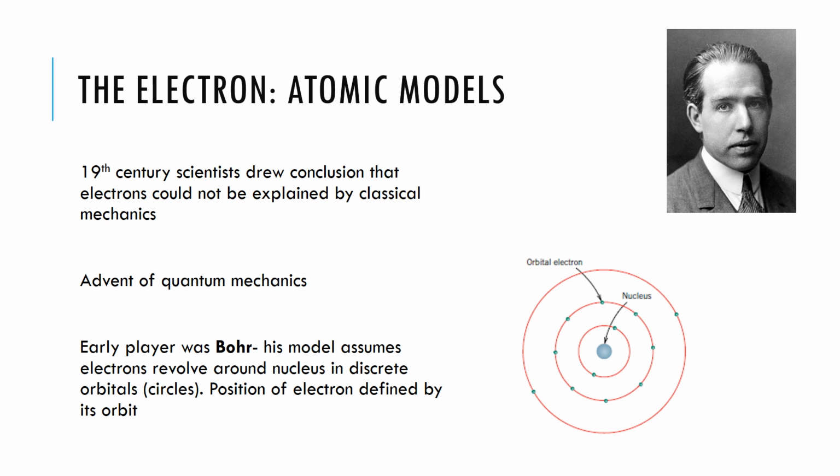And the models went through lots of different variants, right? So you can think right back to things like the plum pudding model, which you may have learned about at GCSE. I'm going to start with Niels Bohr's model, which assumes that electrons revolve around the nucleus in discrete orbitals. And I have represented these orbitals as circles in the picture that you see there. And the position of that electron is defined by its orbit. Now, this is a crude model of the atom, but is okay for now.